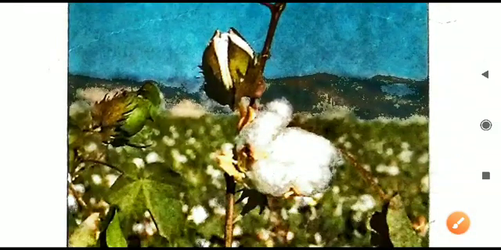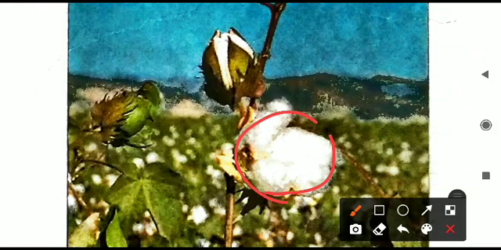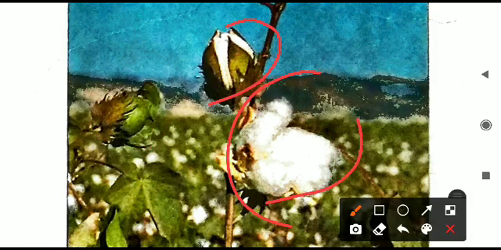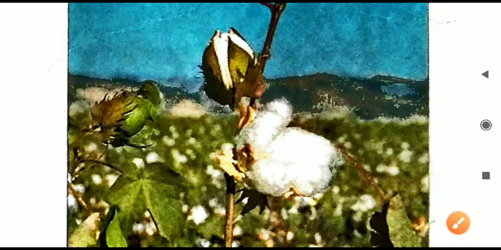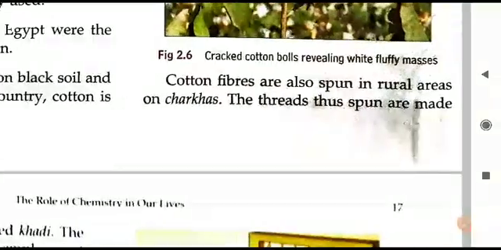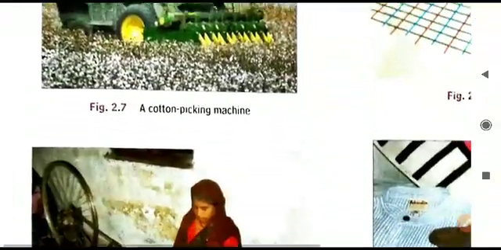This is the flower, this is the cotton that is coming outside, this is the green colored ball. You can see this is the BOLL, this is the ball. And when it bursts, what you will observe? You can see this photograph. This is the burst part. So here you can see cotton fluffy masses are there. So that photo, let me show you.